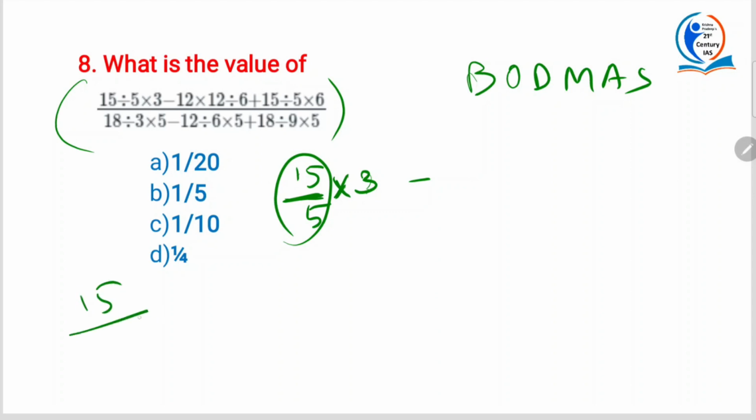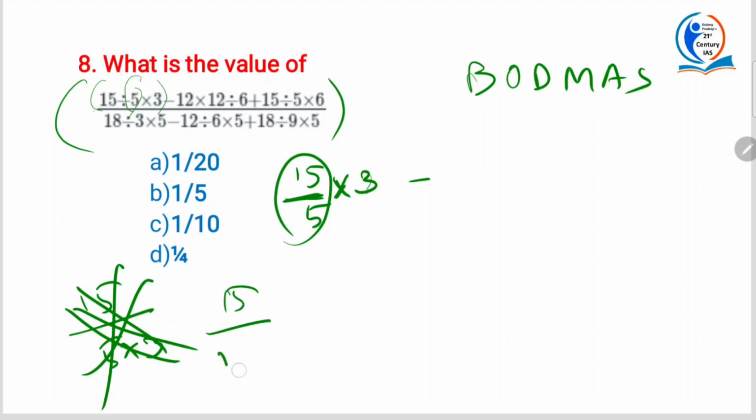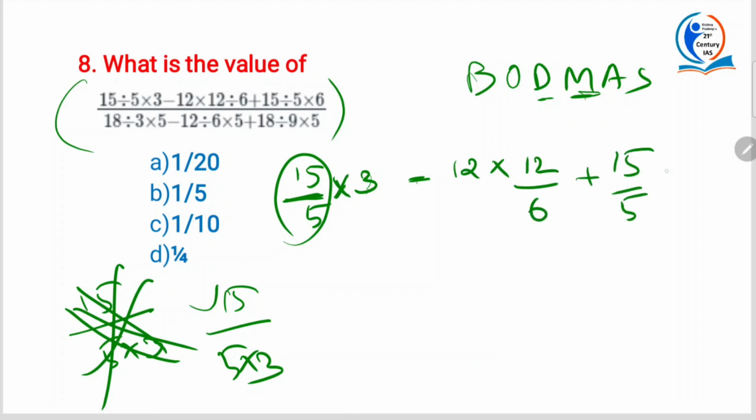It is not 15 by 5 into 3. No. The division is in between 15 and 5 only. It is not in between 15 and 5 into 3. Understand that. If there is a bracket here, then it would be 15 by 5 into 3. If the bracket was there for 5 and 3, then this would look like this. But here there is no bracket. Alright, so division will get precedence over multiplication. Clear? No confusion. So minus 12 into 12 by 6 plus 15 by 5 into 6.